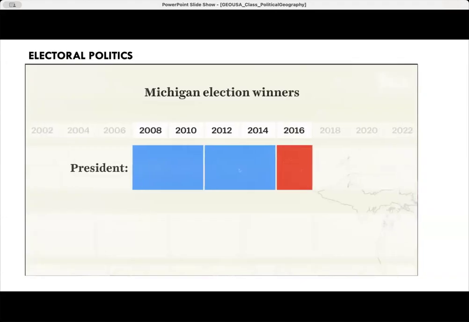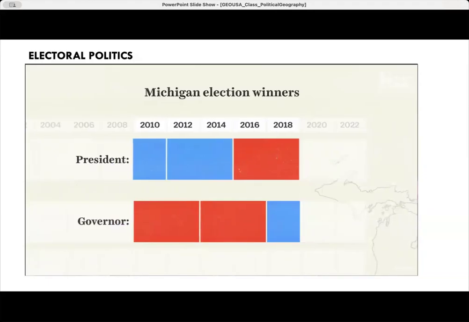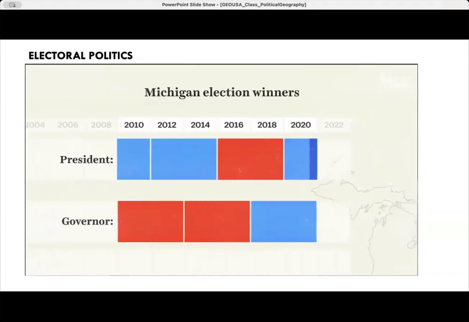But remember, after 2016 is when Michigan starts to swing back. In 2018, the state elected a Democratic governor by a big margin. In 2020, it voted for Biden. And to see how we got there, we have to talk about white women.